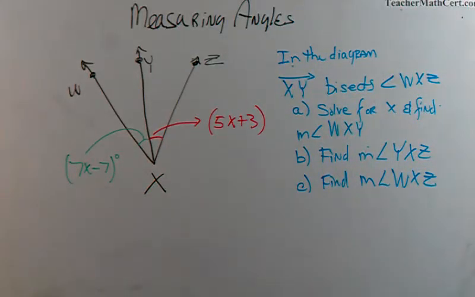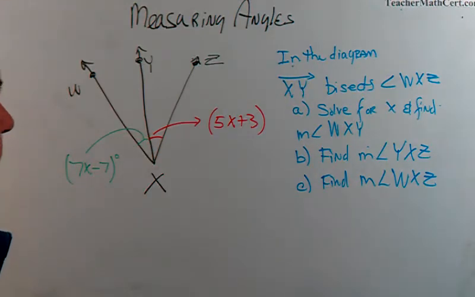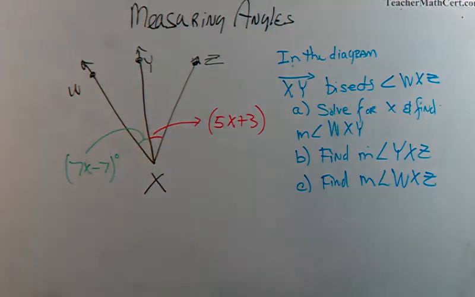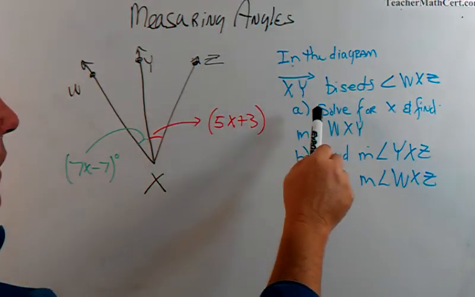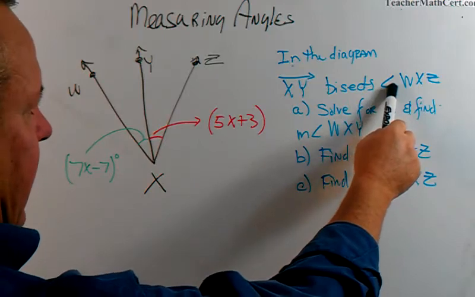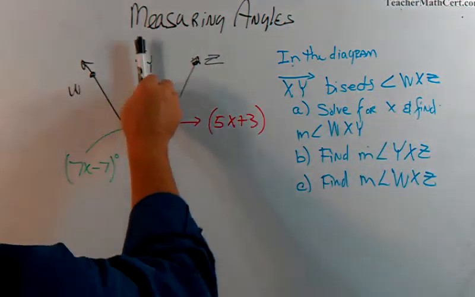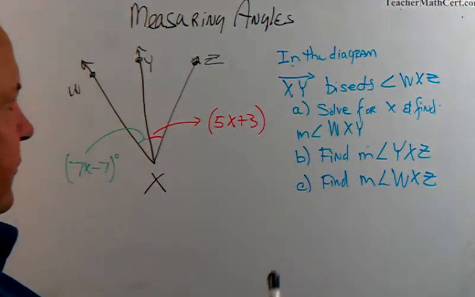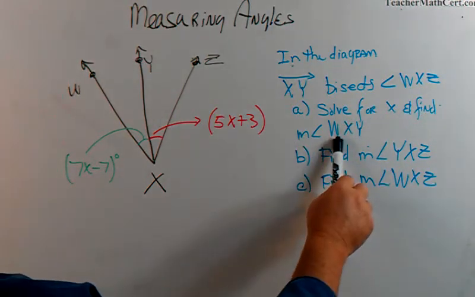Okay, welcome to Measuring Angles, Geometry Part 2. In this example, we've got an angle and it's split in two. It says in the diagram XY bisects angle WXZ. So this guy splitting this thing in the middle, it bisects it, right? It says solve for x and find the measure of WXY.